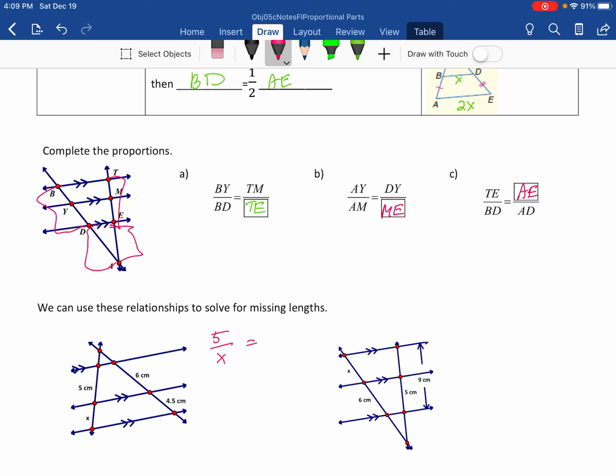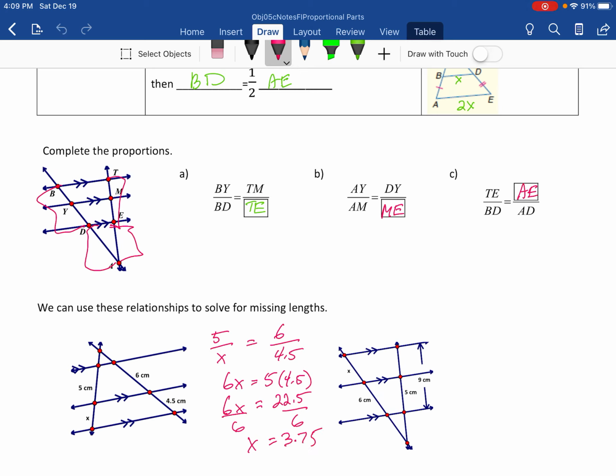I know then 5 over X equals 6 over 4.5. So 6X is equal to 5 times 4.5, which is 22.5. I divide by 6, and X is equal to 3.75.